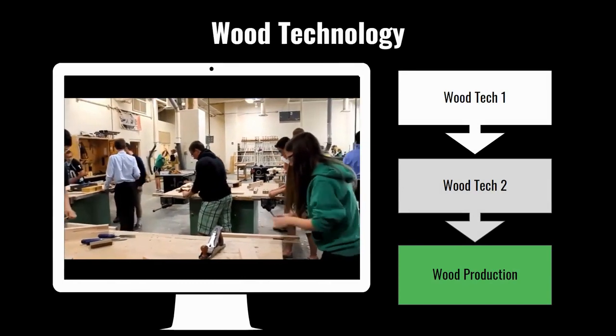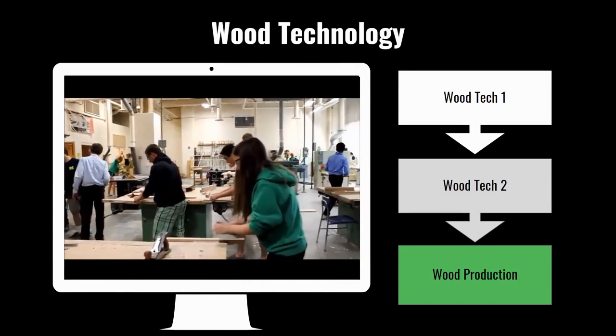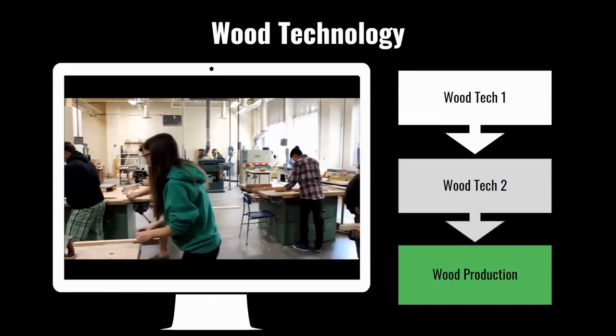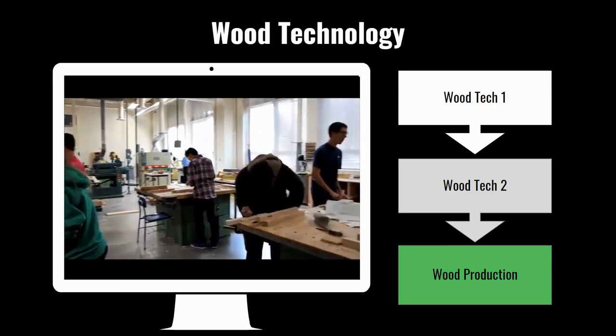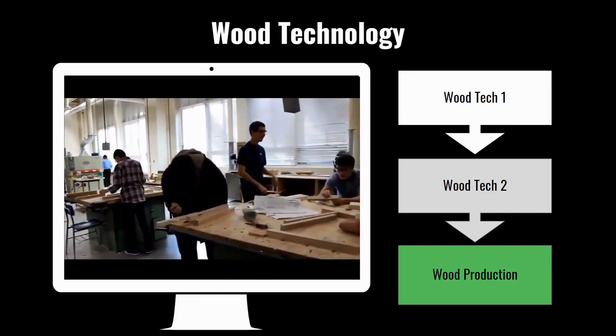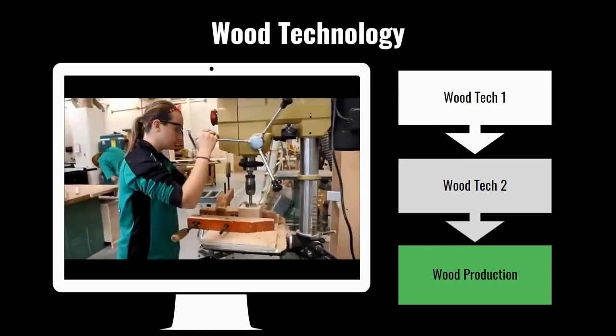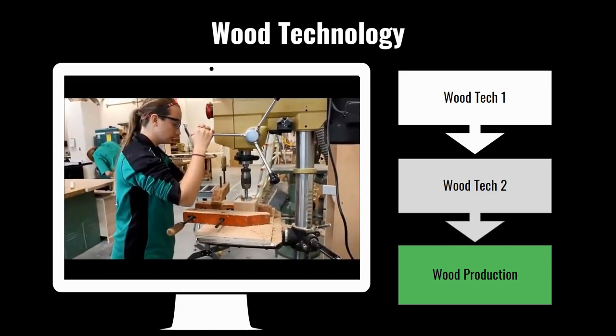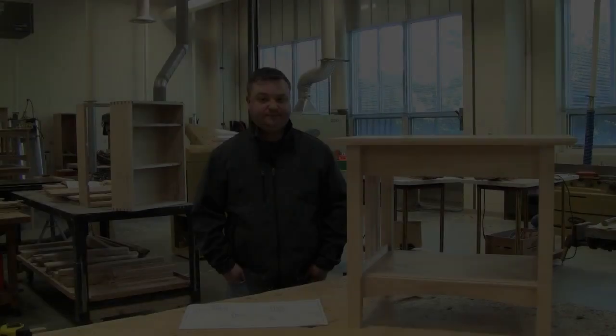We have 3 levels of wood technology courses. Students start out in our Wood Tech 1 class and proceed to our Wood Tech 2 class, and then finally our Wood Production class. Let's hear from Mr. Kallenberg about what you do in each of those classes.